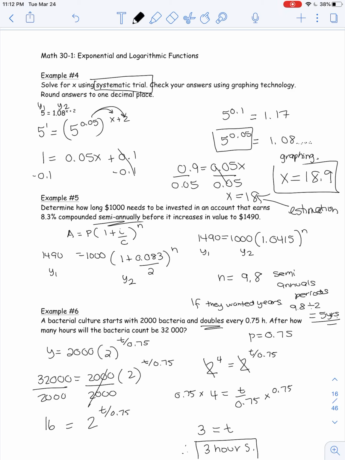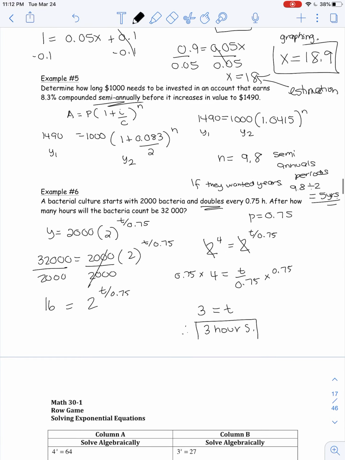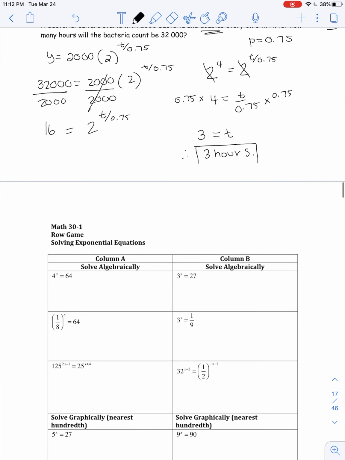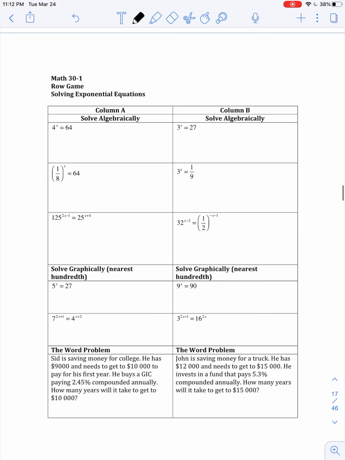Okay, so that's pretty much what you do here. It was really nice, so that's why, for example number 6, I chose to use that common base method versus example number 5. If I did try to do the exact same method I did for example number 6, it wouldn't give me a nice number. As you can see, we didn't get a whole number, we got 9.8, so that's why it's more difficult to do the common base method, and so I really recommend you do the graphical method in that case. Okay, so that's it for lesson 7.3.